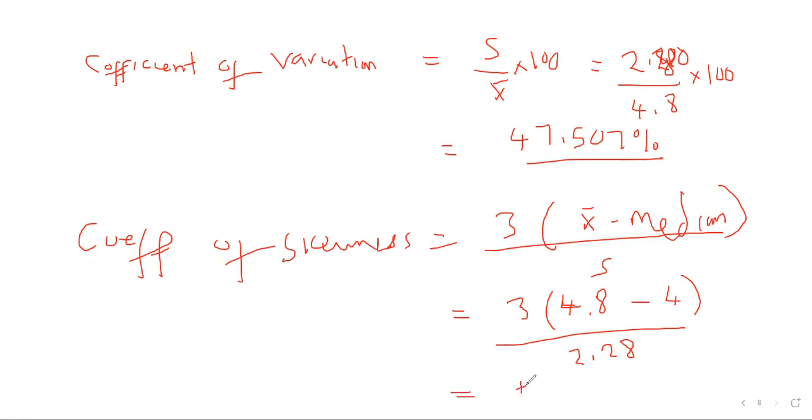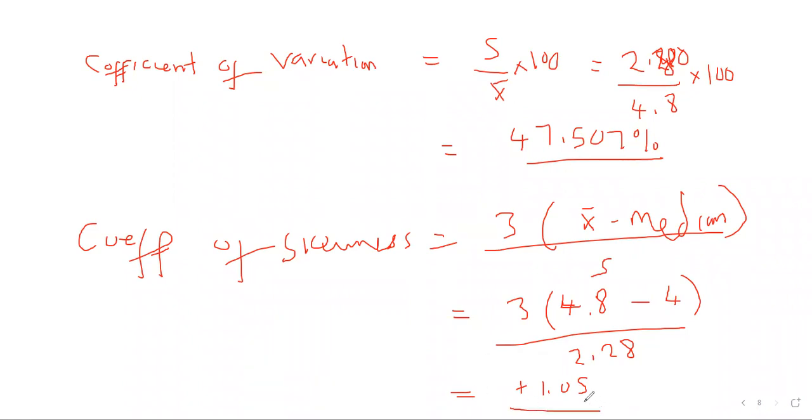So what do we get? It's 1.05. 4.8 minus 4, 0.8. 0.8 times 3, 2.4. 2.4 divided by 2.28, we get 1.05.